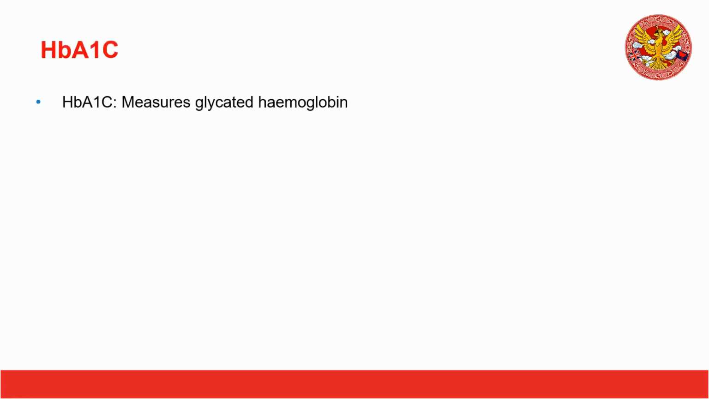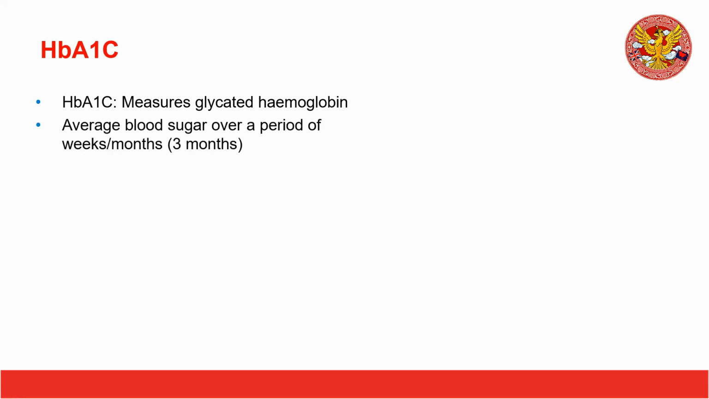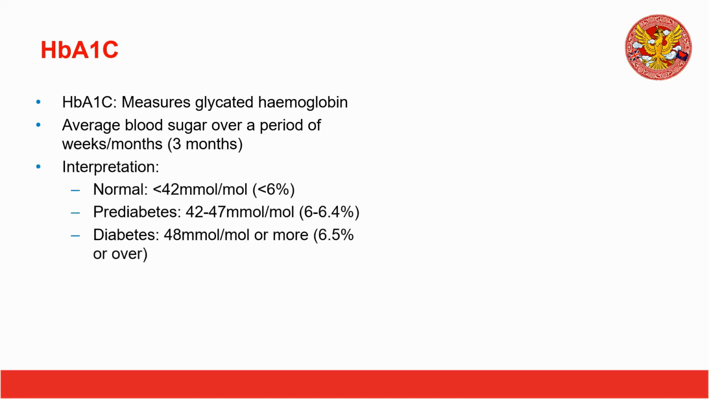And finally, I've included the HbA1c as well. So HbA1c measures the amount of glycated hemoglobin you have. And so it gives you a picture of the average blood sugar over a period of weeks and months. And essentially it's quite good, unlike taking your blood glucose levels. It gives you this average picture and shows you how well you've been controlling your blood sugar levels over a period of 3 months.